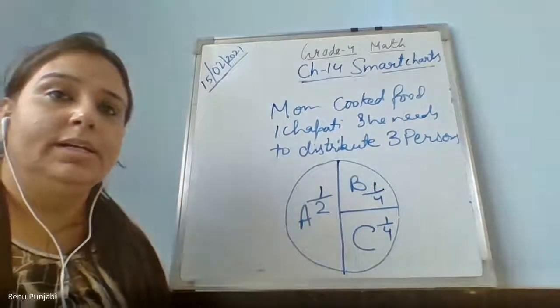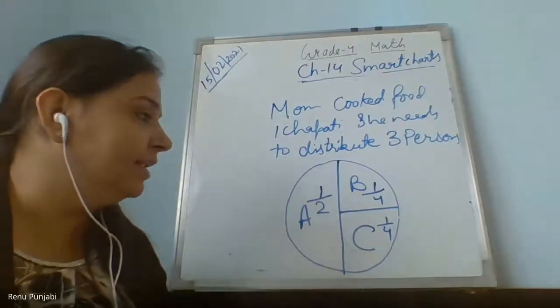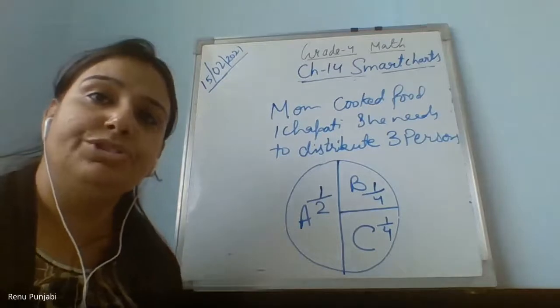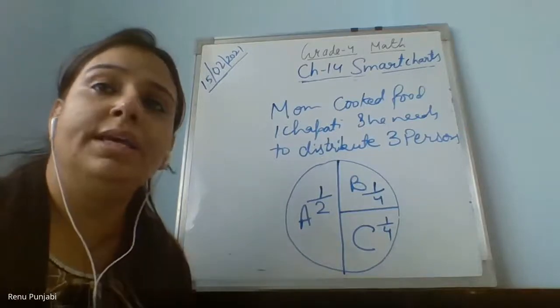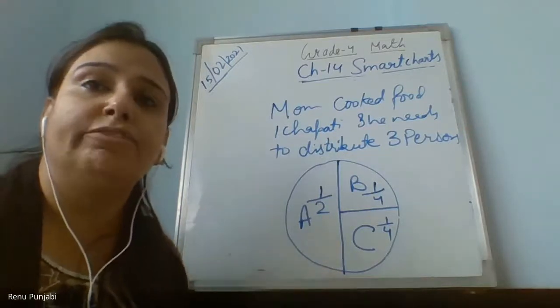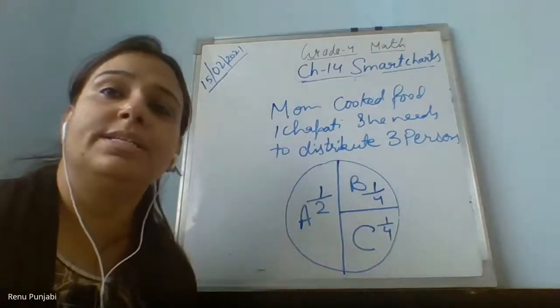Now after calculating कि किसका पार्ट कितना है, now I will ask few questions. Will you able to give me answers? Yes, ma'am. Who got the highest part of chapati? Ma'am, the A person. Which 2 children got the same amount of chapati? B and C.